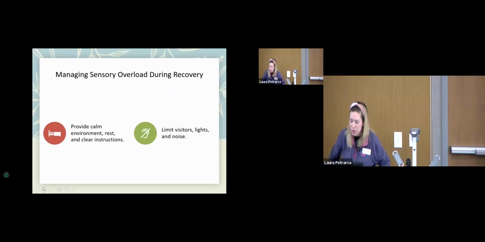Managing sensory overload during recovery. So you want to make sure that you provide a calm environment, rest, and there again, we see clear instruction. Explain the procedures clearly. Limit visitors, lights, and noise. And this is something you can do for your patients now.